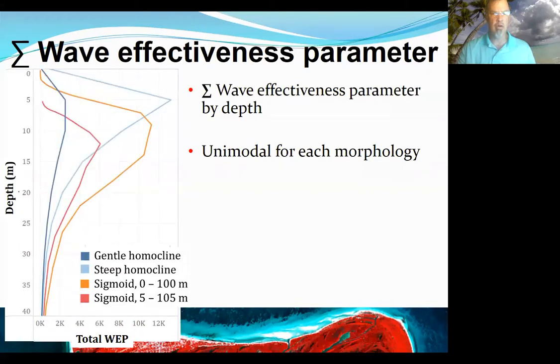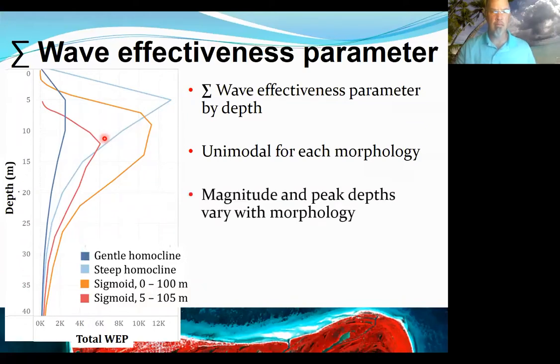If we zoom in and look at this a little closer, you see that the peaks and the magnitudes of the total are very different. So that suggests that the gentle ramp would be very different from the steep ramp. The two homoclines, which have the same profiles but start at different points, are different as well. These are the same waves.